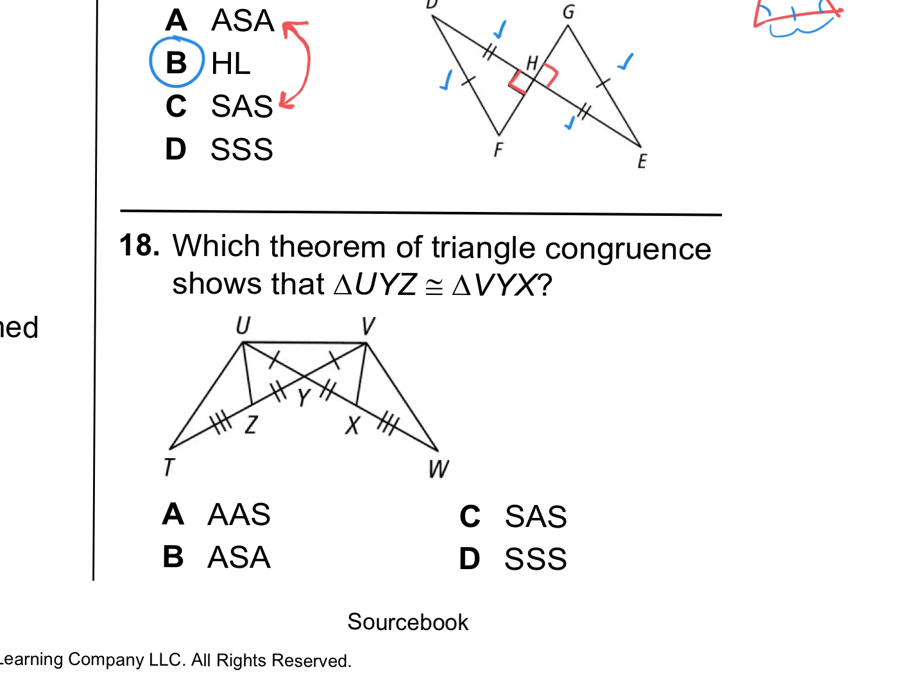Number 18, you have some overlapping triangles, but you want to focus on the two that they're talking about. So they're talking about UYZ and VYX. Now, if you want to bring highlighters or colored pencils or something to your final, you can. I will let you so you can highlight those because I know they're hard to see sometimes. But those are my two triangles.